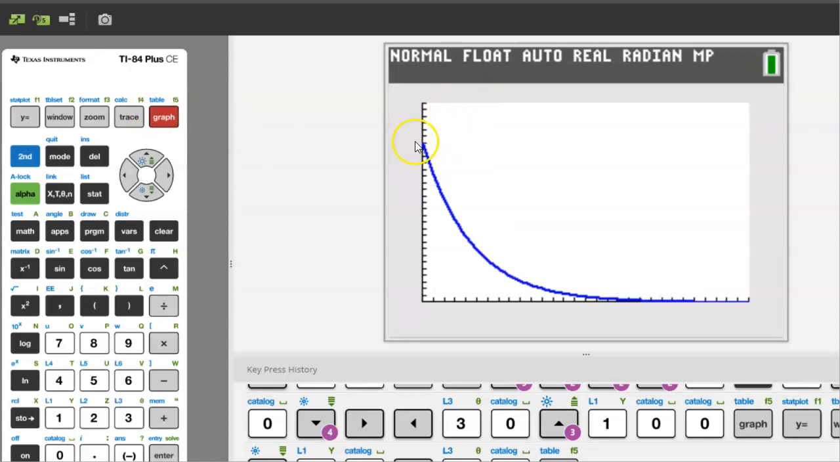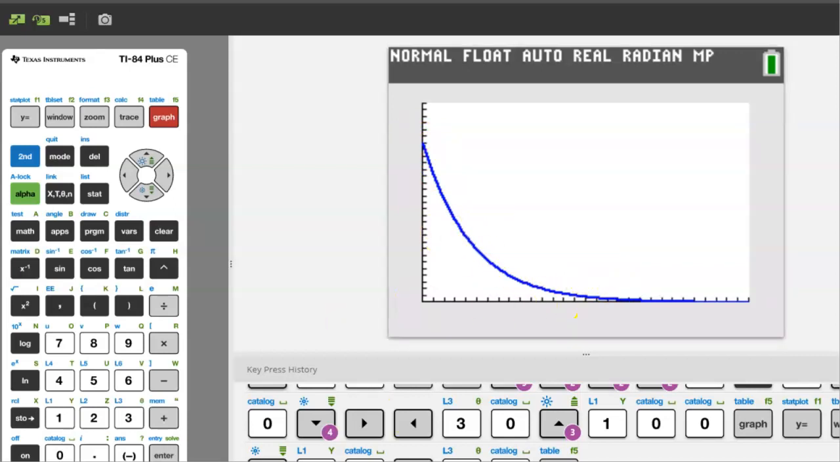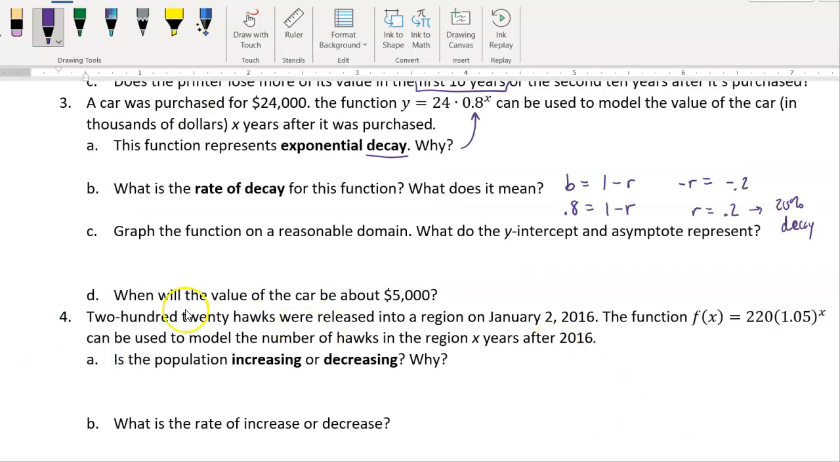All right, so now we get a much better graph, so we can see the y-intercept here, and we have a much better shape. Now, if you look back at our notes, Part D says, when will the value of the car be about $5,000? Okay, so we're going to need to use the graph, and we're going to add another equation on that graph to help us find this out.